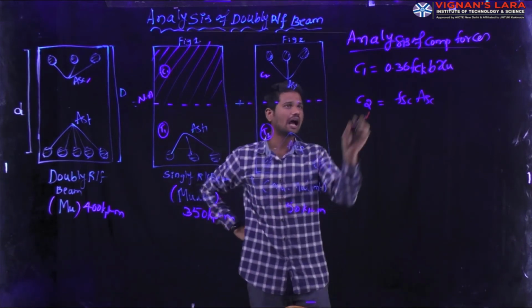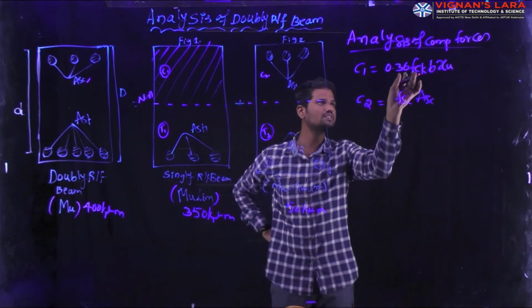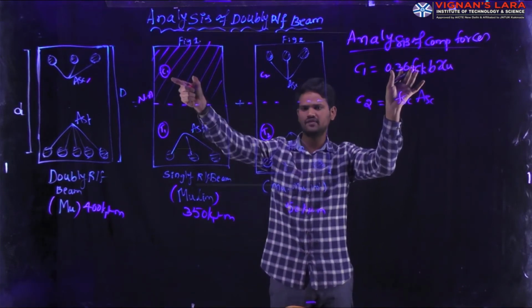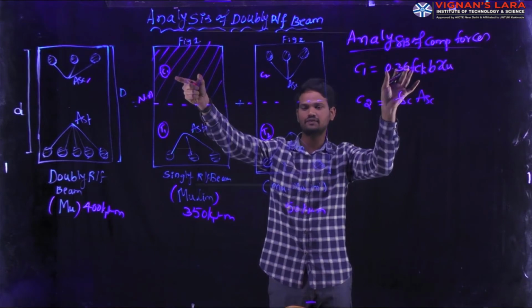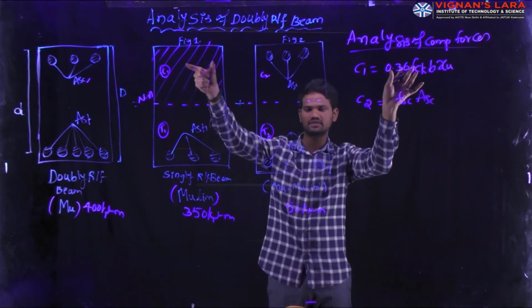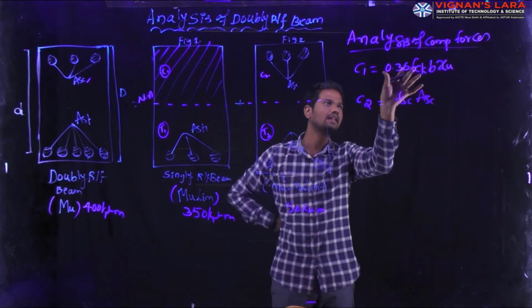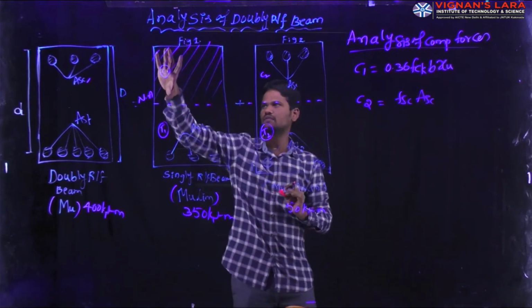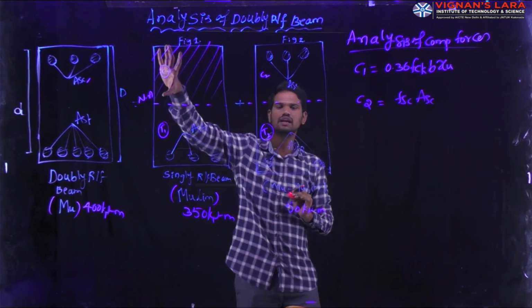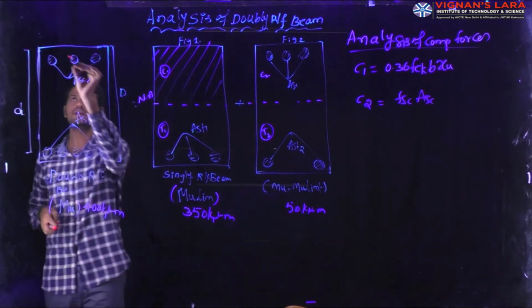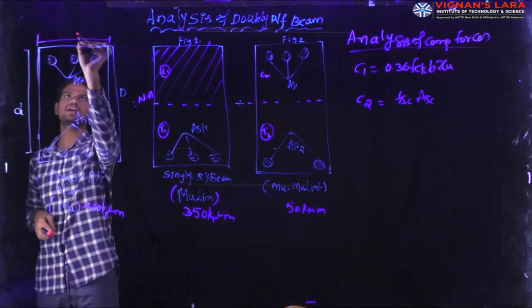If you observe here, this 0.36 fck is the stress acting on the beam. From the assumptions of the limit state of collapse and flexure, we have calculated how much stress is acting on the beam. We have calculated the stress, multiplied by b into xu, where b is the width of the beam. That width of the beam we are naming b.